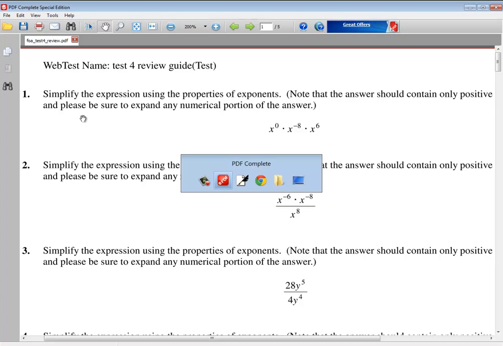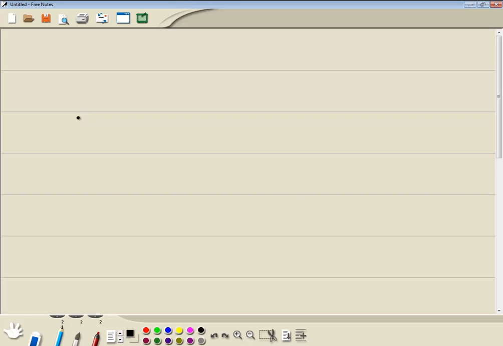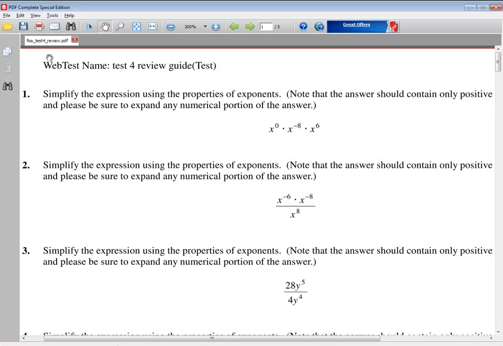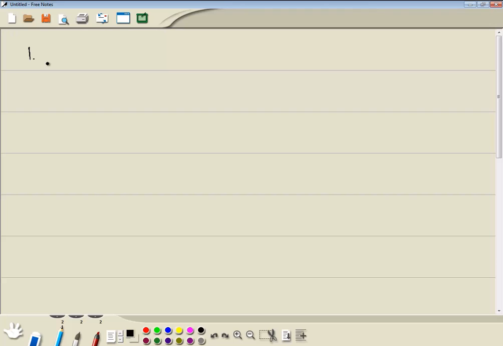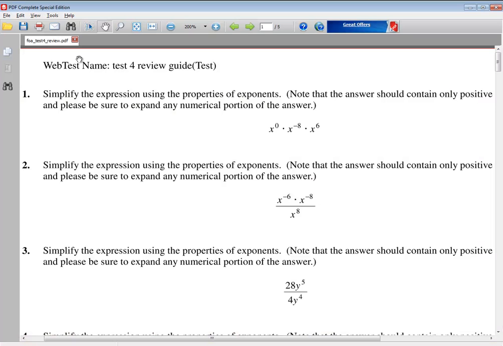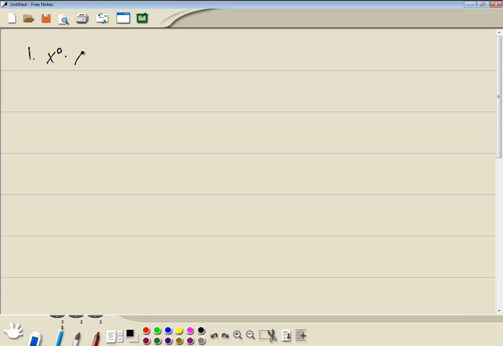Let's take a look at our first problem. We got x to the 0 power times x to the negative 8 times x to the 6. Different ways you can do this. First off, anything to the 0 power is 1. So that's 1 times x to the negative 8 times x to the 6.